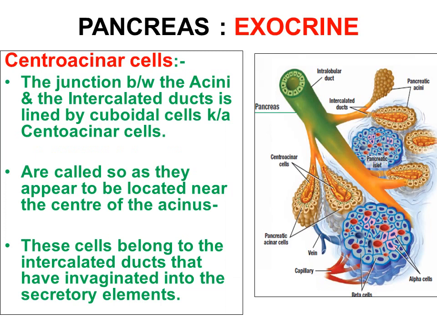Another type of cell lining the acini are the centroacinar cells, which are the cells that lie at the junction between the acini and the intercalated duct. They are cuboidal cells known as centroacinar cells. They appear to be located near the center of acinus. Actually, these cells belong to the intercalated duct that have invaginated into the secretory elements. Thus, the name centroacinar cells.